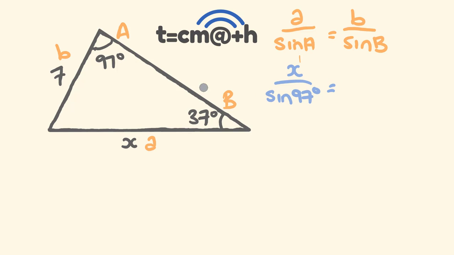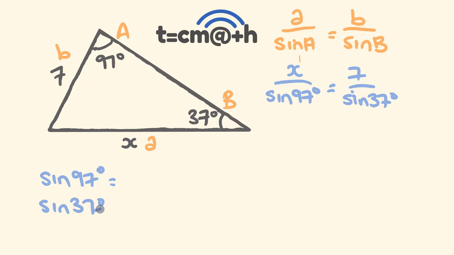Okay, and this is equal to b, which is 7, over the sine of 37 degrees. All right. Now, we're going to work out the sine of 97 and the sine of 37. So if we were to do this, we're going to get the sine of 97 degrees, and we're going to work out the sine of 37 degrees, and these are as follows.